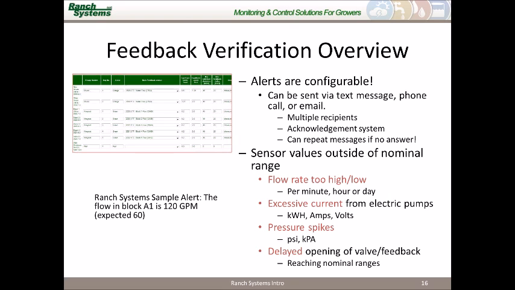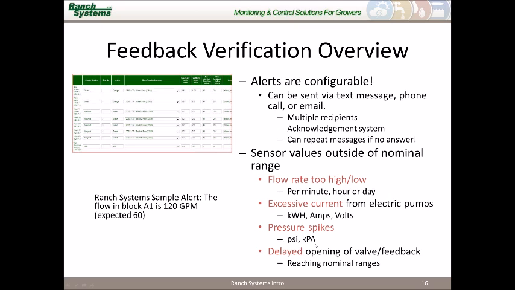Some samples of flow alerts or feedback alerts would be the flow rate being outside of a normal range, for instance, too high or too low. This could be per minute, hour, or day, so you get longer intervals, and perhaps the more granulated approach to looking at the data as we were looking at earlier. You can also get alerts for excessive current from the electric pumps, excessive kilowatt hours, amps, volts. These all tie together. They're basically the same, but it's just a different way of looking at the data.